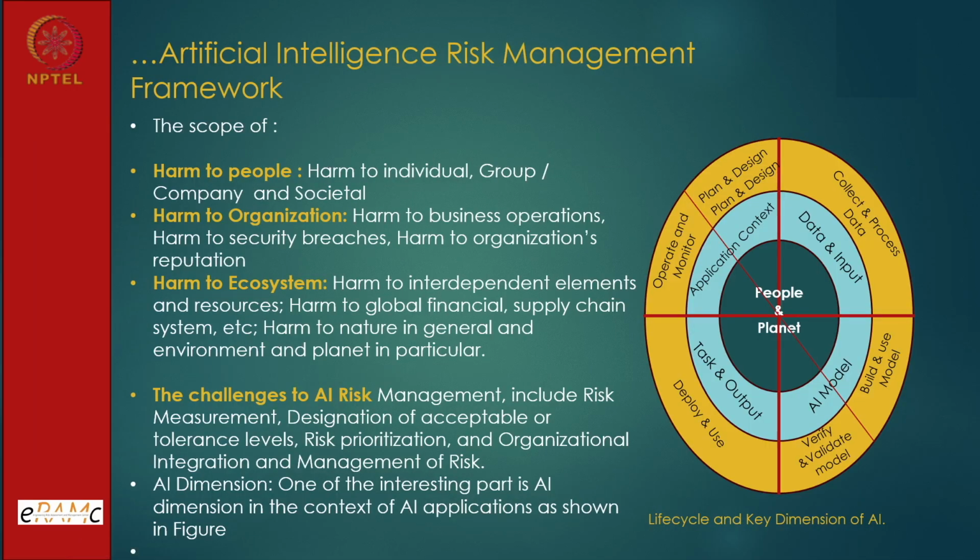At the foundation level, the life cycle and key dimensions of AI are captured. It starts with plan and design, then collect and process data, build and use model, verify and validate, deploy and use, and operate and monitor. We knew these steps, but putting them in perspective is a big thing. This is the outer circle, and the inner circle is the application context. They are related to operate and run.